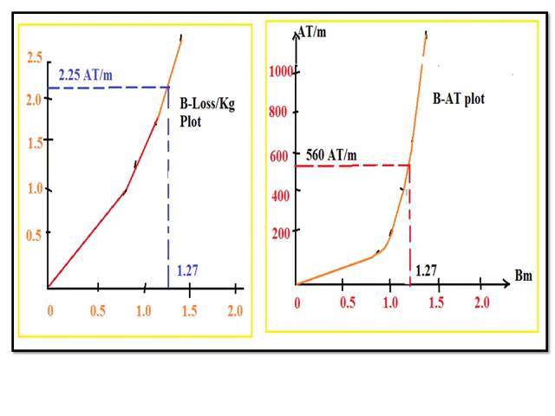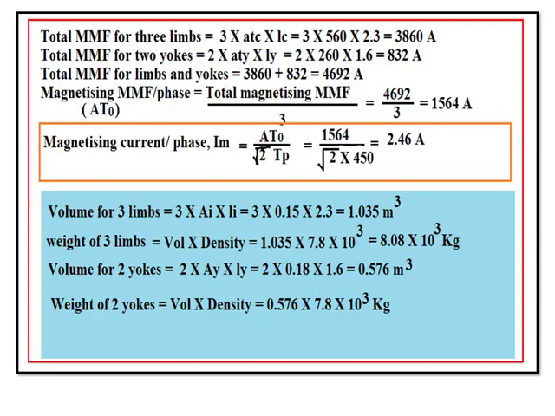And this is an example and the respective graph of the BAT plot. You have to plot the graph by taking suitable x and y axes. It is typical, I plotted. Plot a neat graph with approximation. You may get the data selection for 1.27 flux density, 560 ampere turns per meter, and the loss per kg graph you have to plot if necessary. Then after this calculation, you can go for the total MMF for 3 limbs.